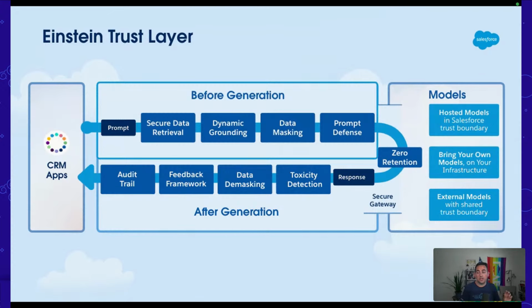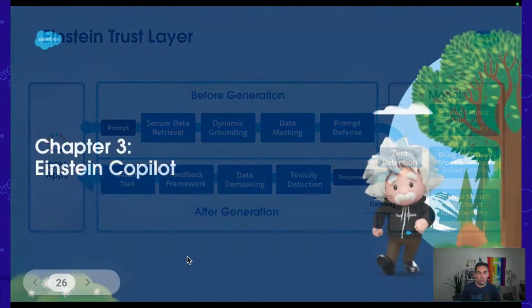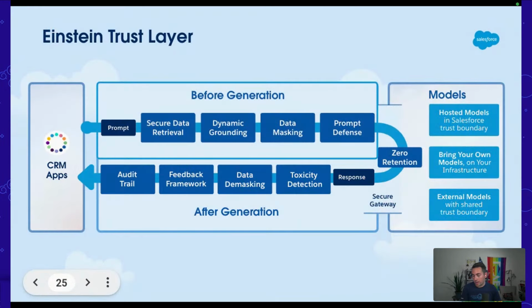Once the response has been generated, it's going through a series of toxicity detection algorithms, data demasking, and then it's presented to your users. So just know that when we talk about AI, trust is our number one value when it comes to everything we do at Salesforce, and that doesn't stop with generative AI. We're going to ensure that every prompt that gets sent through the trust layer is safe and secure and ready for your users. So let's go ahead with that, get back into the hands-on exercises.